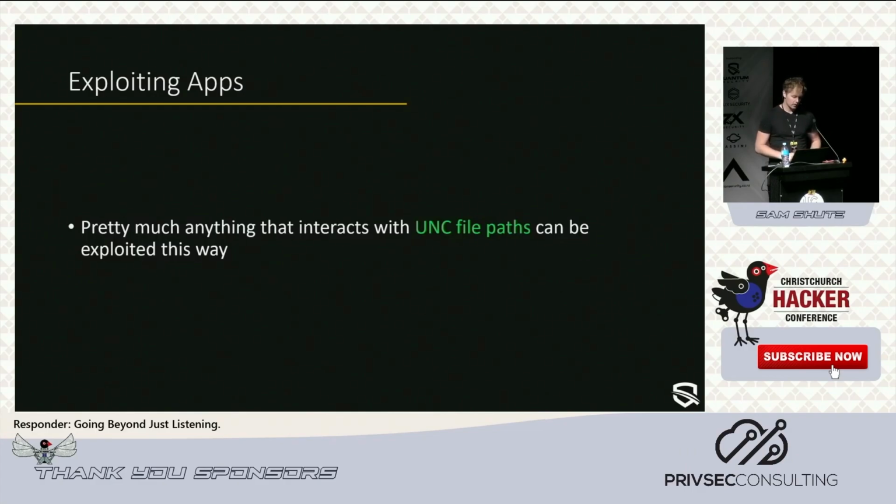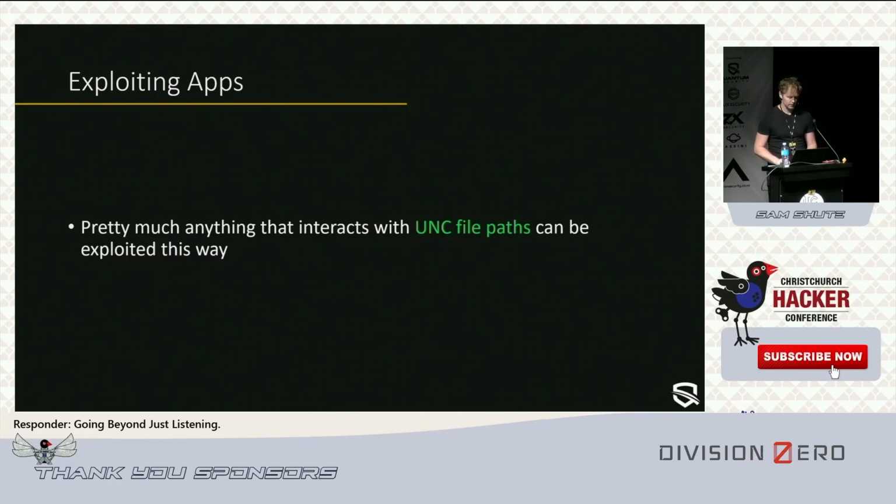So the lesson from this one is that basically anything that interacts with UNC file paths can be exploited in this way. So we want to keep our eye out for things like that, which can make great candidates for stealing hashes.